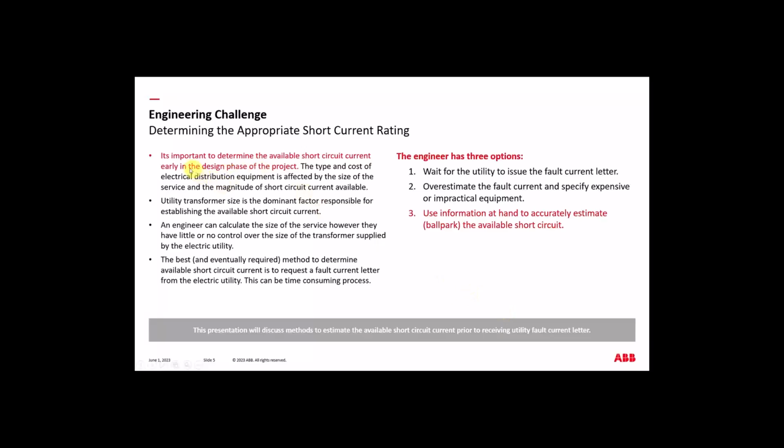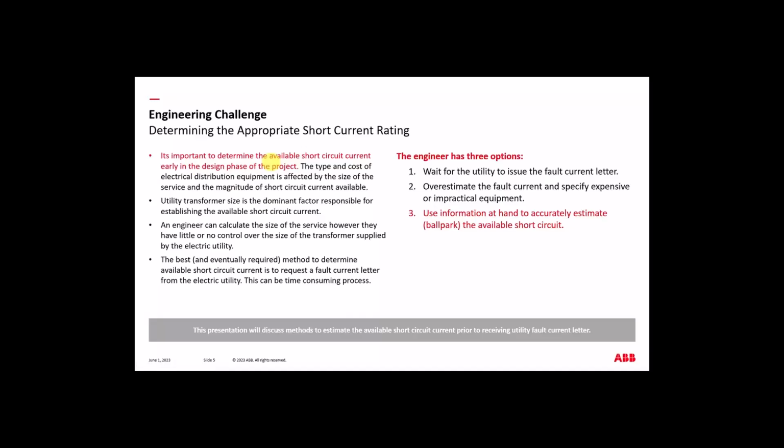Let's see. This in red. If something's in red, it's usually important. So that's sort of the going forward. That's what it'll be. It's important to determine the available short circuit early in the design phase of the project.